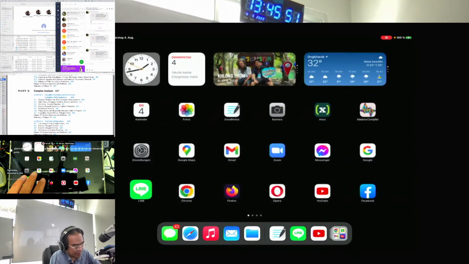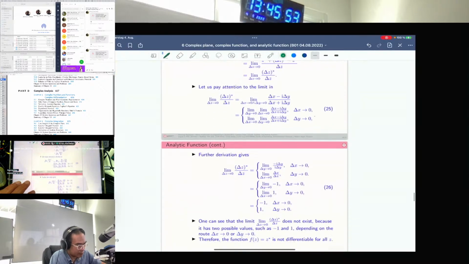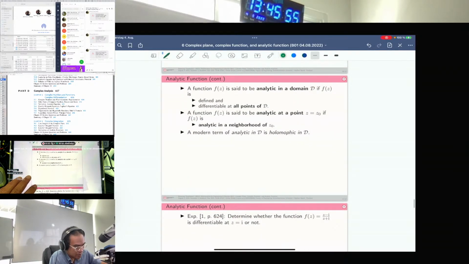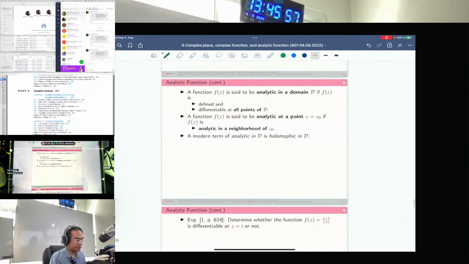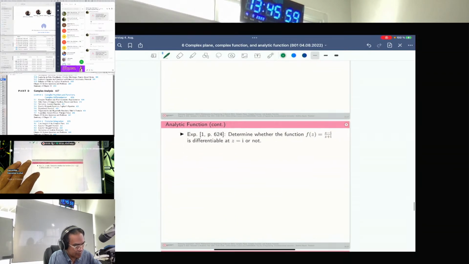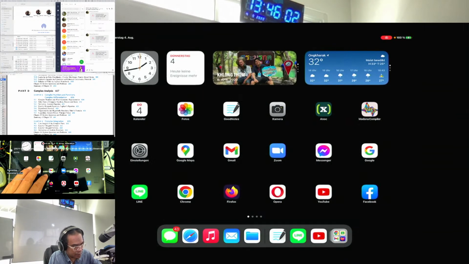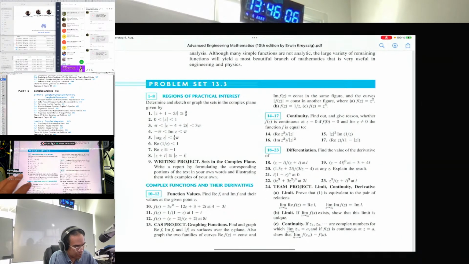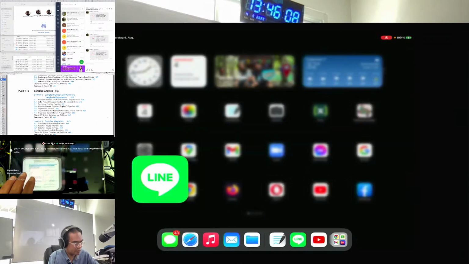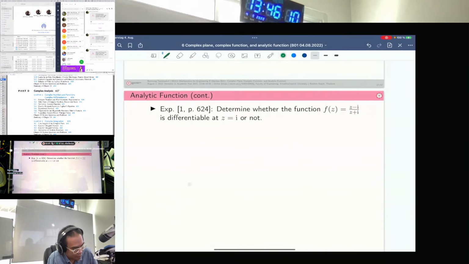But in my slide I have already this problem. Okay, let's try this one. Determine whether the function f(z) equal to z minus i divided by z plus i is differentiable at z equal to i or not.